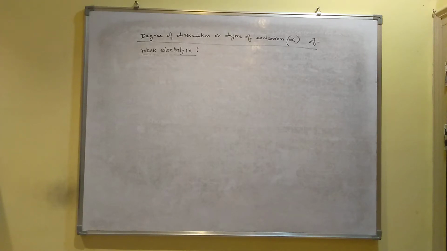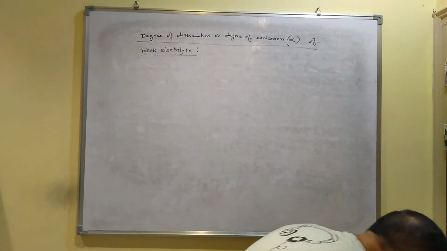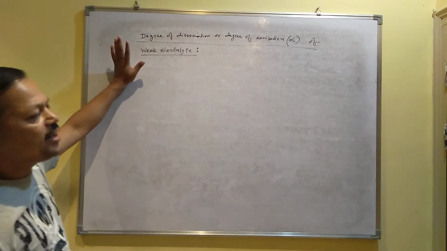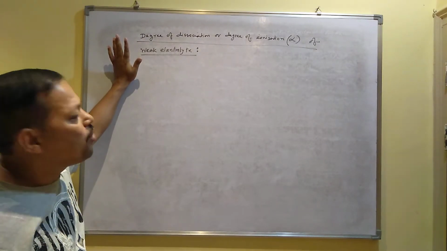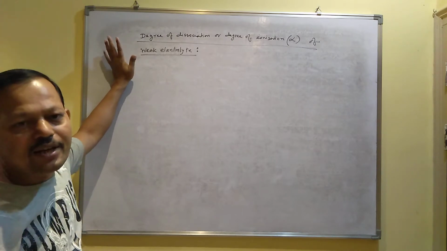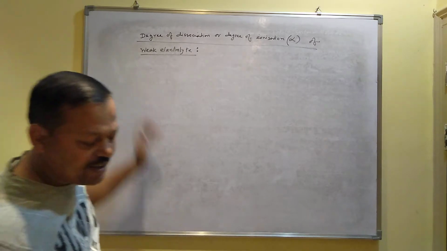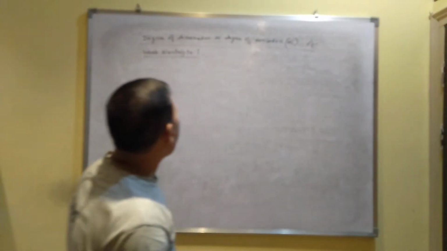Okay, now degree of dissociation or degree of ionization alpha of weak electrolyte. Now, what is degree of dissociation or degree of ionization alpha? As I have told you, when you dissolve some weak electrolyte in water, the electrolyte does not undergo complete dissociation. What fraction of molecules undergo ionization, that is called degree of dissociation or degree of ionization.